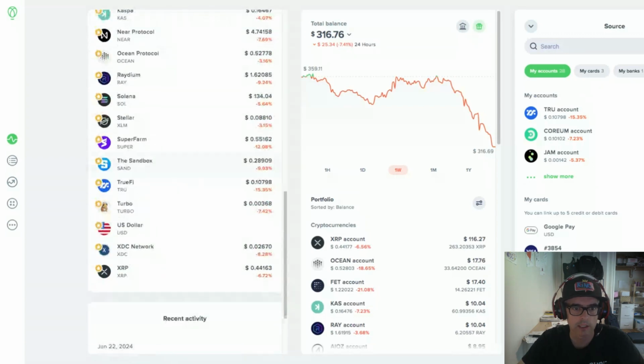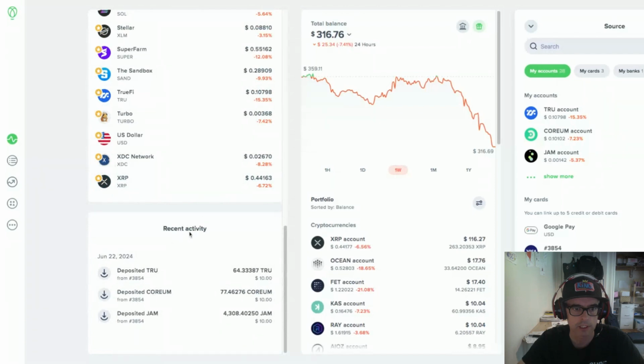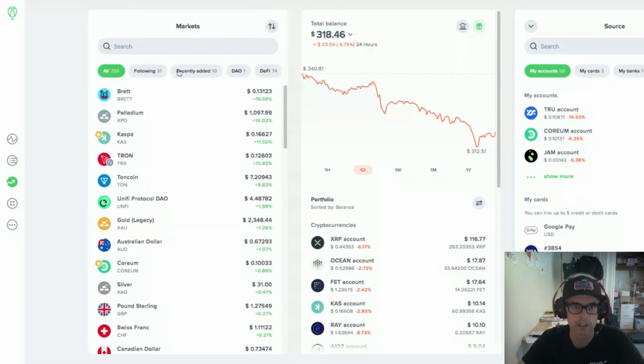If we scroll down at the bottom, there is this section called recent activity where you can see the latest transaction that I did. I bought some of these coins. And if we went into the second one, you would just see an expansion of these with more trades. So let's go into the third one, which is markets. The only thing that has changed is the column on the left-hand side. The other two are the same.